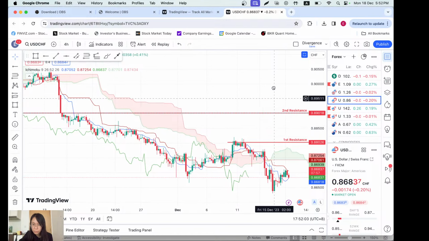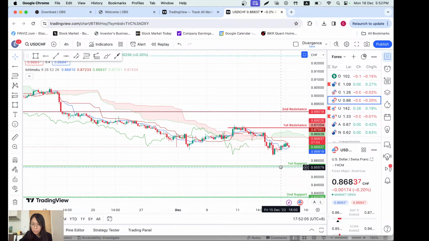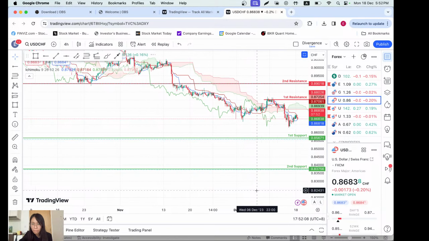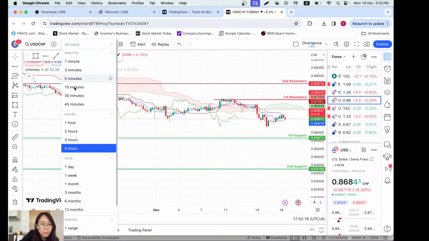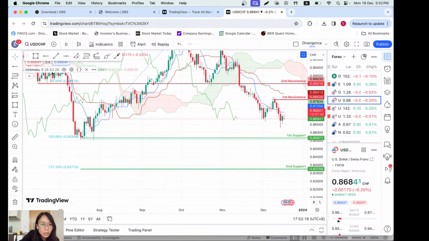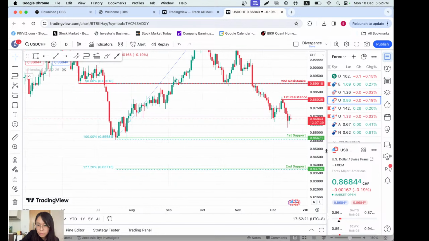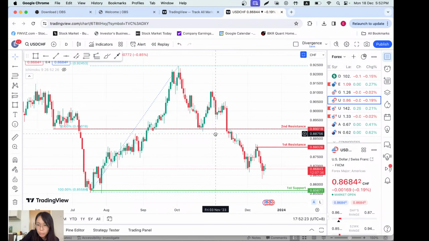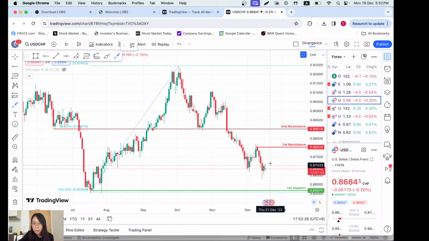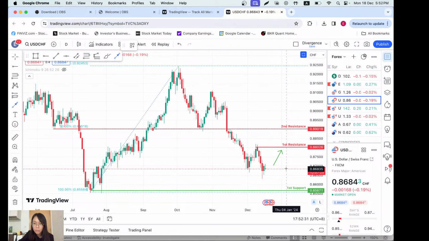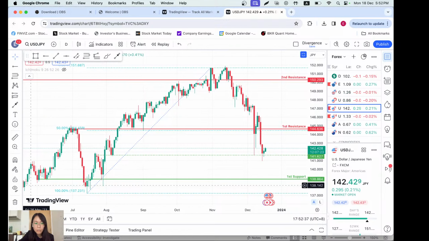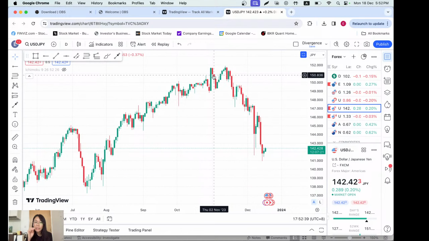So overall, the H4 is also bearish. With the price coming back down, it's a possibility that the price will bounce and then come down to the first support level. Okay, next we'll be looking at the dollar yen.